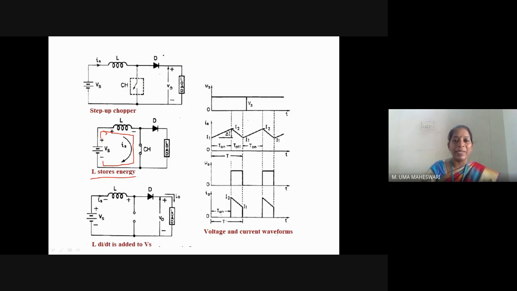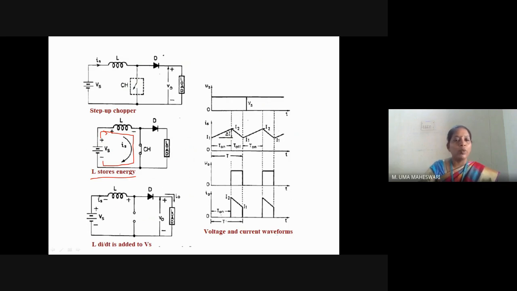This happens during the on period of the switch. During the on period of the switch, the output voltage is 0 because the diode is reverse biased and acts as an open switch. There is no power flow from the source to the load. So the output voltage is 0 and hence the output current is 0. This is during the on period of the switch.